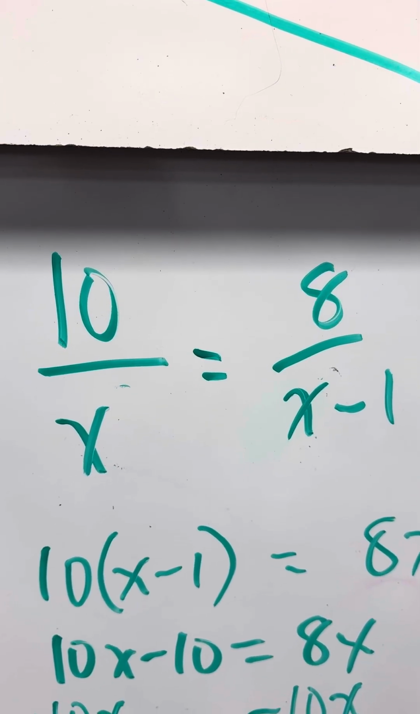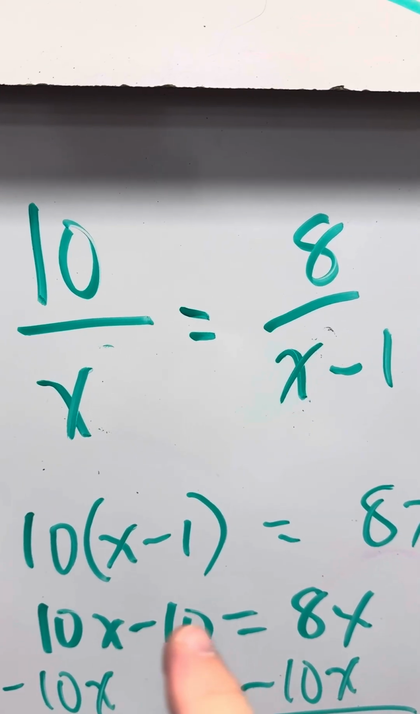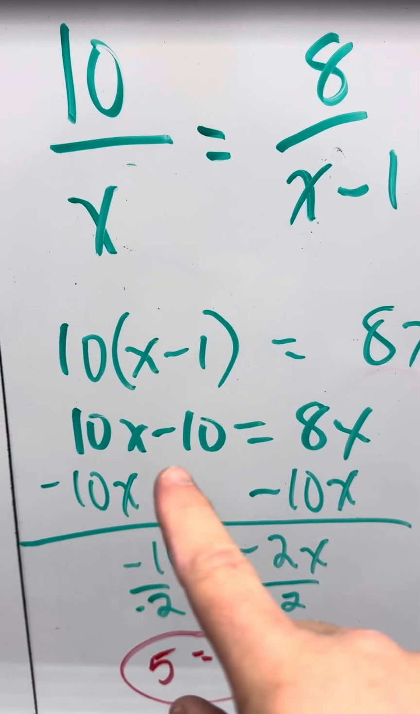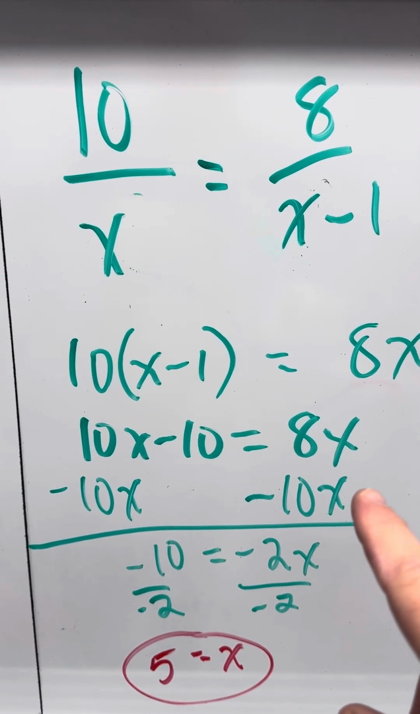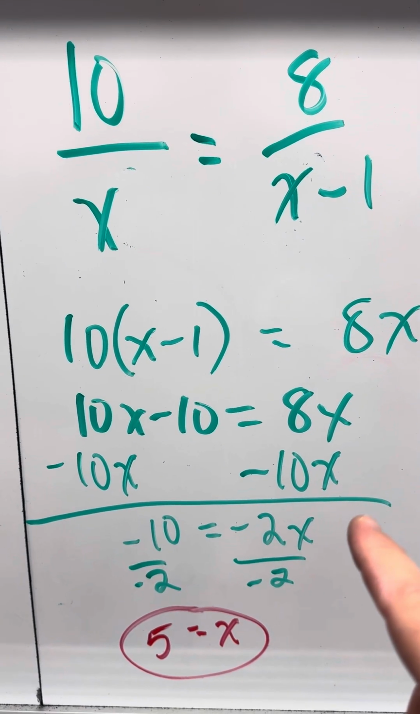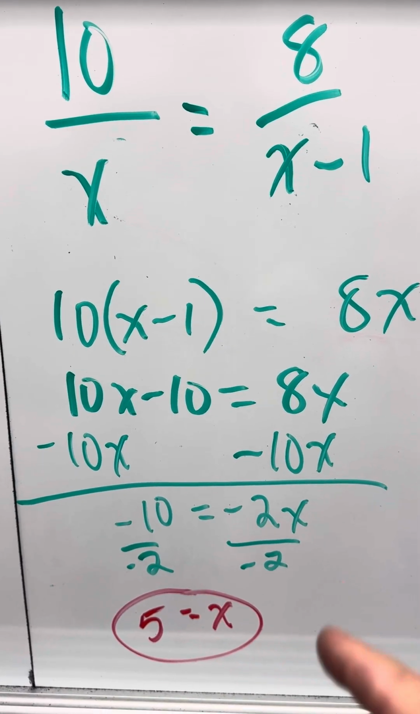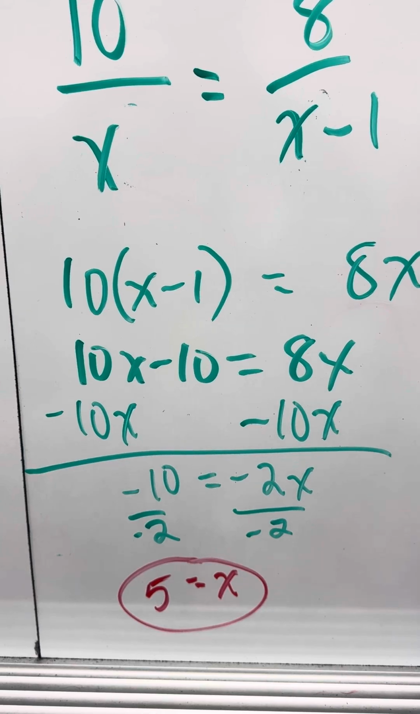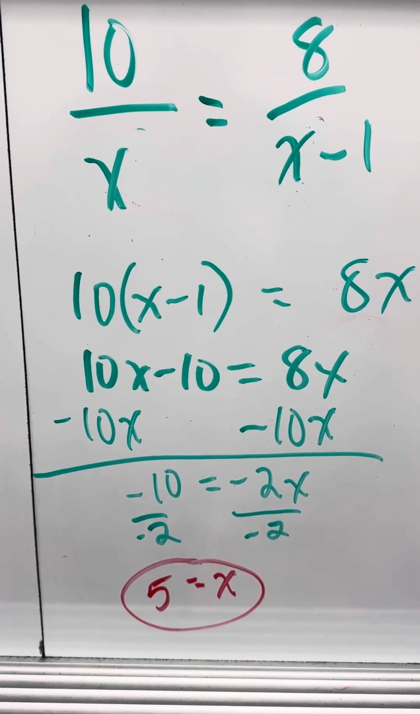I cross multiply. 10 times X minus 1 equals 8X. Distribute. 10X minus 10 equals 8X. Minus 10X from both sides. Negative 10 equals negative 2X. Divide by negative 2, X equals 5.